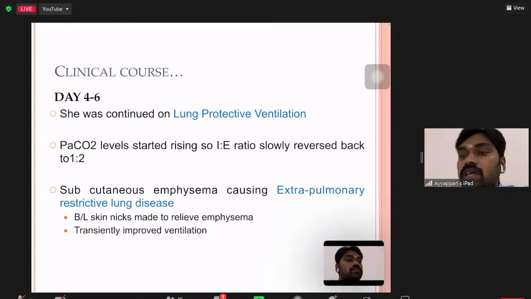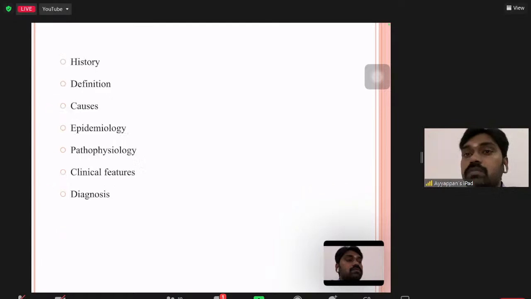I gave this case as a prelude just to show the severity of the illness, which can manifest in a young individual presenting to an ICU, and the amount of intensive care therapy which they will require, especially in the first week of illness. In due course of the presentation, I will present what happened to that patient.